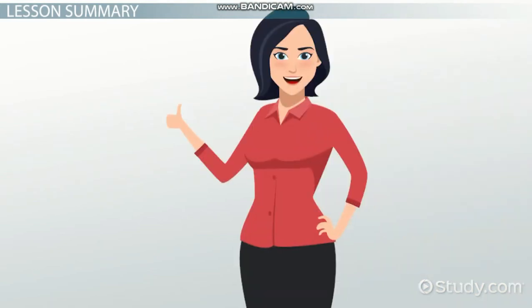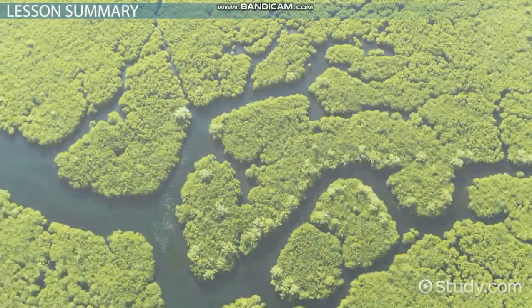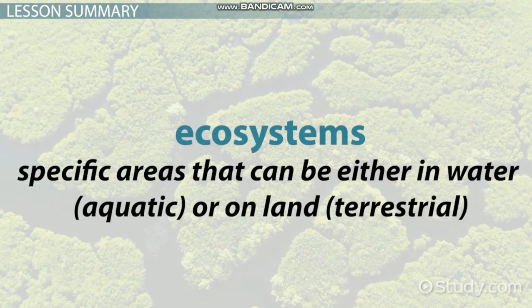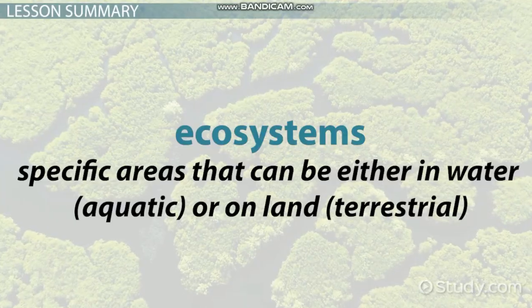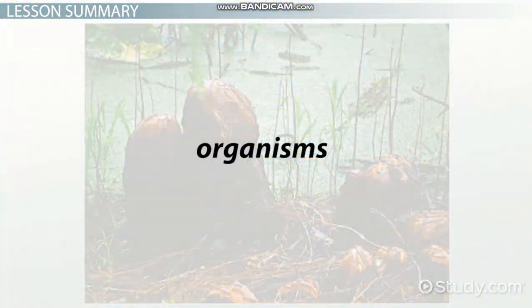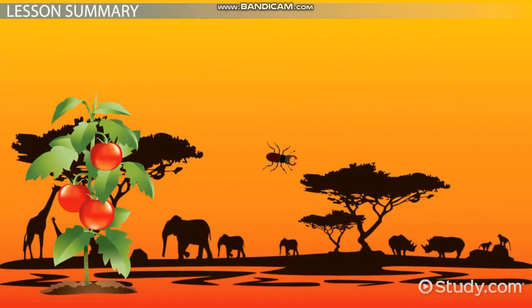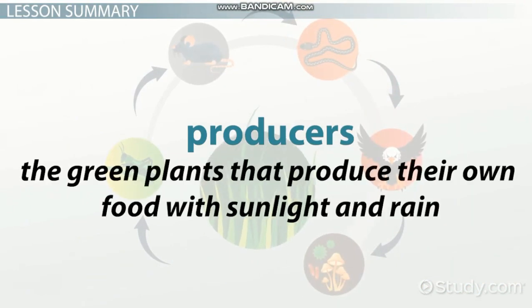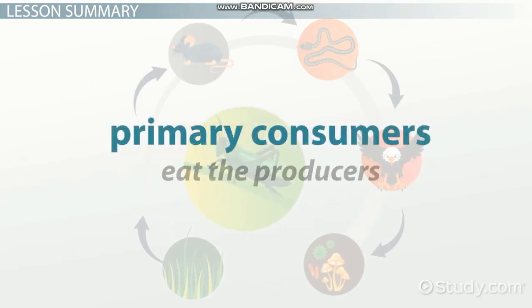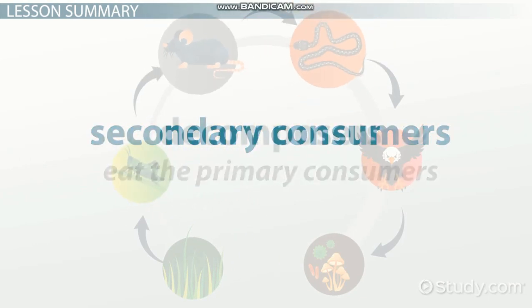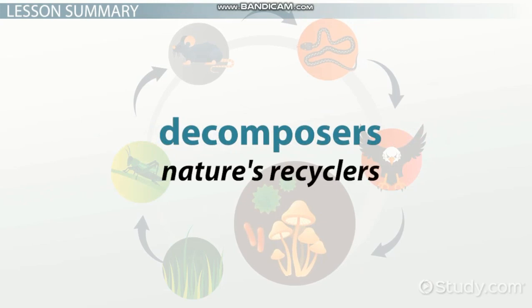Okay, let's take a second to review the important information that we've learned. In this lesson, we looked at ecosystems, which are specific areas that can be either in water, aquatic, or on land, terrestrial. We also learned that an ecosystem is made up of living organisms and non-living things that depend on each other for survival. We also learned about food chains, which include producers, as in the green plants that produce their own food with sunlight and rain, the primary consumers, which eat the producers, the secondary consumers, which eat the primary consumers, and decomposers, which are nature's recyclers.